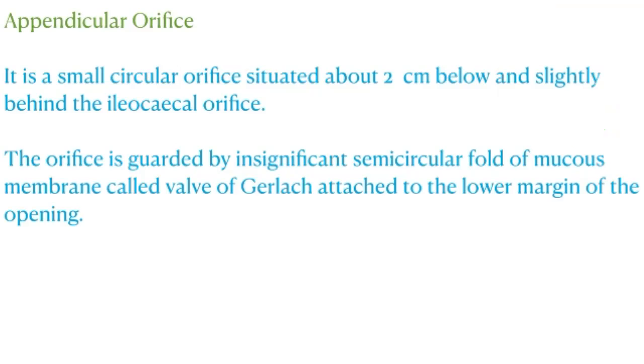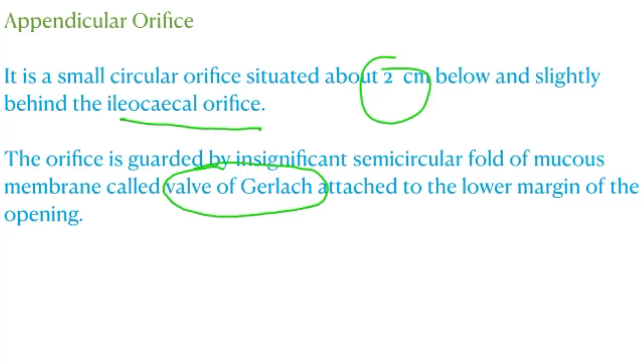Coming to the appendicular orifice, 2 cm below and slightly behind the ileocecal orifice, guarded by an insignificant semicircular fold of mucous membrane called the valve of Gerlach, attached to the lower margin of the opening.